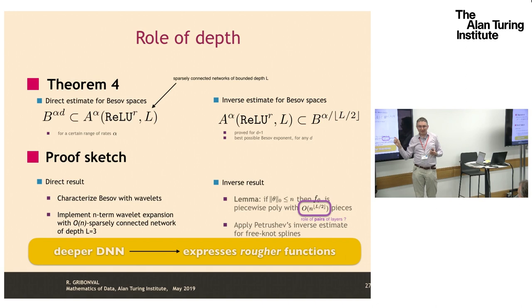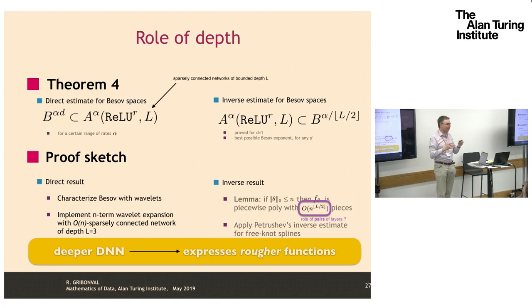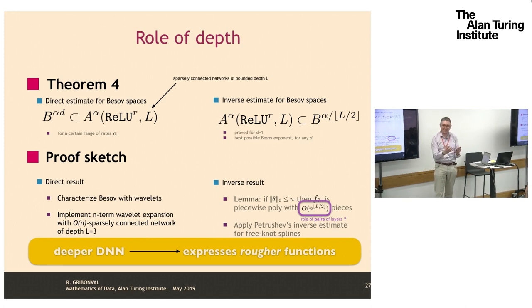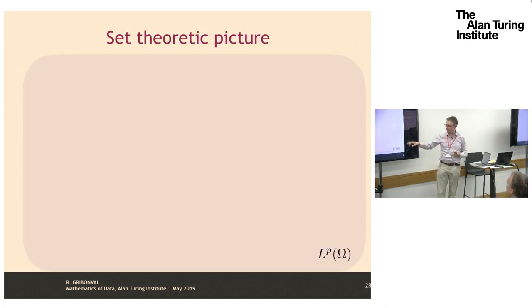Well, something I found surprising in this process is if you look at this counting of the number of pieces of what you can implement with a sparsely connected network, there's something where the integer part of half the depth matters. So it looks like every two layers something is happening, but it's not every layer. This is a behavior that I would like to further understand. What is this coupling between layers? Is it connected with the fact that you need two layers to have compactly supported functions? I don't know, but it's something that surprised me.